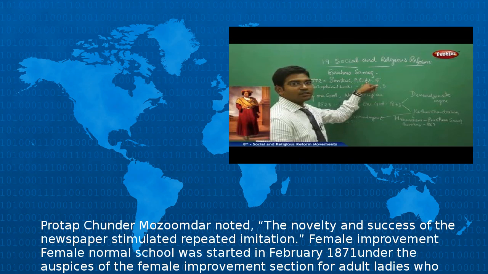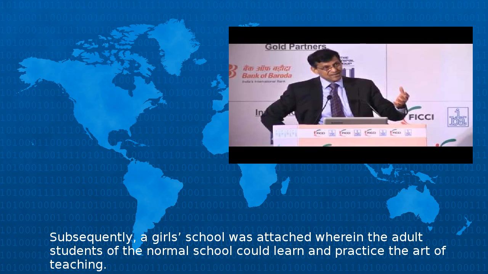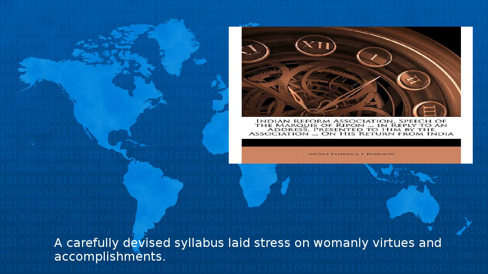Female improvement. A female normal school was started in February 1871 under the auspices of the Female Improvement Section for adult ladies who wanted to be taught or to learn how to teach. Subsequently, a girls' school was attached wherein the adult students of the normal school could learn and practice the art of teaching. A carefully devised syllabus laid stress on womanly virtues and accomplishments.